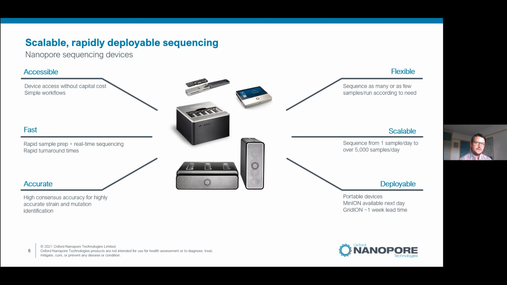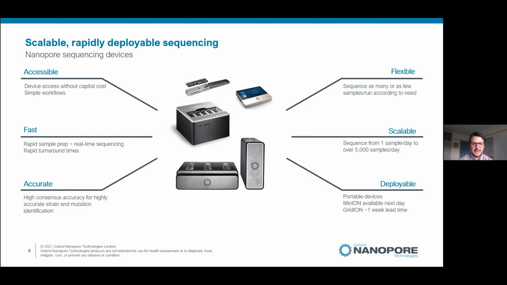So you can start to design your experiments, or not design your experiments, and just be able to react as things occur. Now, we like our sequencers to be accessible, so they are low capital cost and very simple workflows. They're fast, as mentioned before. They're increasingly accurate. They're flexible. So this is going back to not having to wait for a number of samples to accrue before you start a run, and just running as you want. Or if you want a higher number of multiplexing on your devices, then we have ways to get to that as well.